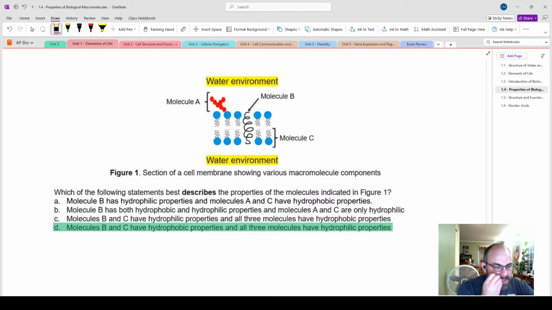Many people have taken this test and survived. The difference between dehydration synthesis and hydrolysis. That's a great question. Let's talk about it.